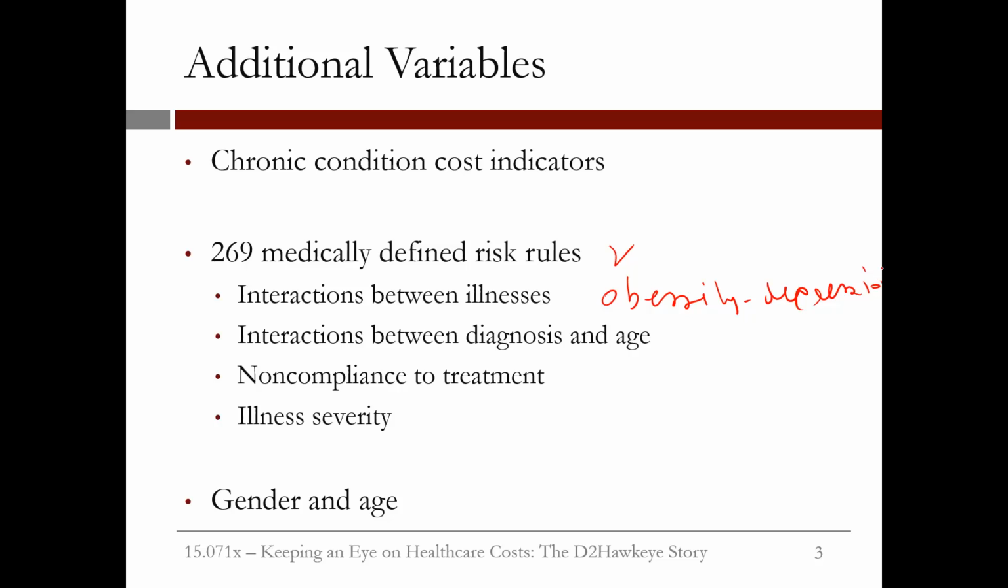Then new variables regarding interaction between diagnosis and age. For example, more than 65 years old and coronary artery disease. Non-compliance to treatment. For example, no fulfillment of a particular drug order. And finally, illness severity. For example, severe depression as opposed to regular depression. And the last set of variables involve demographic information like gender and age.